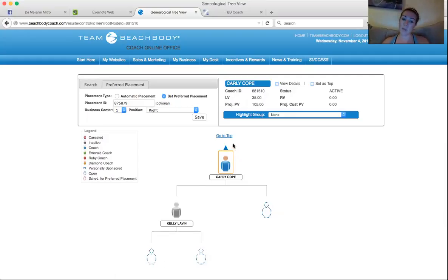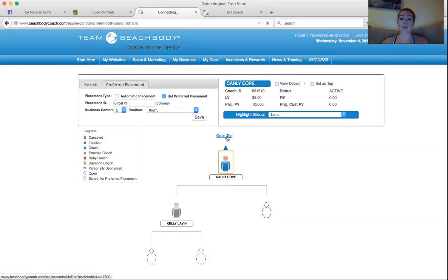Think of it like you poured a glass of water down a mountain. It would only go this way, right? It would just go straight down the mountain. So you want to make sure that you put your coach where your volume is going to fall straight down to them. This inside leg just belongs to Kelly. Okay, so we don't ever want to build on somebody's inside leg. We always want to be putting them on the outside.